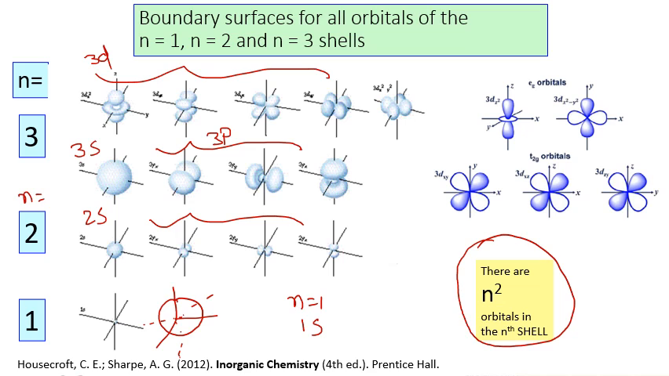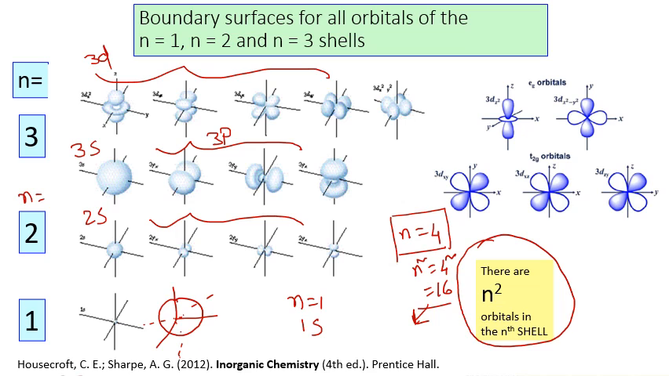So if the question is given for n is equal to 4, how many orbitals are possible? For the n is equal to 4 cell, how many orbitals are possible? So you can calculate that n square, that is 4 square, 16 orbitals are possible. You can calculate all the possible orbitals with the quantum numbers n, l, and ml. You will see that you will get 16 different orbitals.